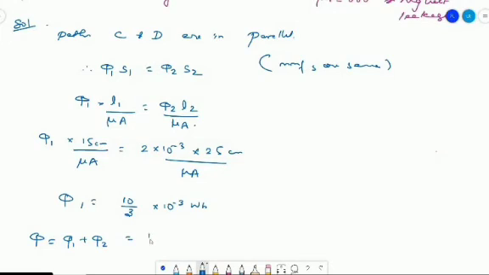So I know phi1 to be 10 by 3 into 10 to the power minus 3, and then phi2 to be 2 milliweber, 2 into 10 to the power minus 3. Ultimately I will be getting 16 by 3, 10 to the power minus 3 Weber.